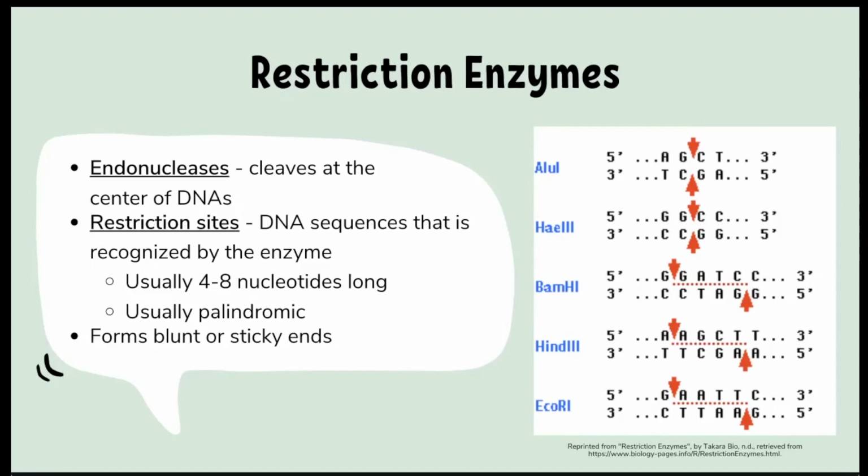endonucleases, which cleave at the centers of DNAs, unlike high-fidelity polymerases and other exonucleases, which cleave at the ends of DNAs. There are also DNA sequences that are recognized by the enzyme, called restriction sites, which are usually 4 to 8 nucleotides long and usually palindromic. For example, BamHI has the sequence GGATCC, and its reverse complement is the same. These restriction enzymes also form blunt or sticky ends. For example, AluI forms blunt ends while BamHI forms sticky ends.